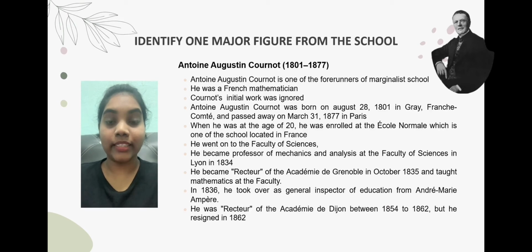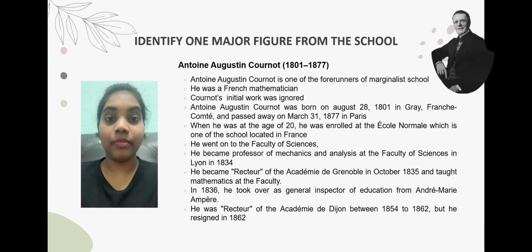When he was 20, he was enrolled at the École Normale, which is one of the schools located in France. But the school was closed in 1822 due to political concerns. He went on to the Faculty of Sciences, where he completed his primary thesis in mechanics, and also a minor thesis in astronomy in 1829. He became Professor of Mechanics and Analysis at the Faculty of Sciences in Lyon in 1834.